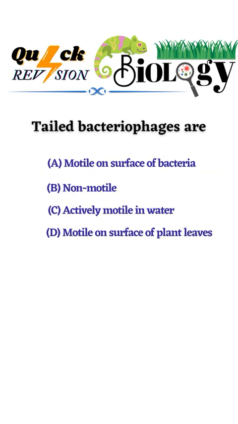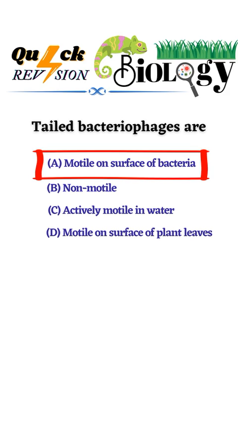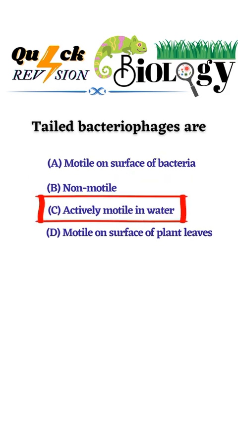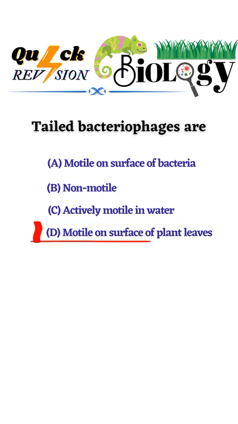Next is, tailed bacteriophages are A. Motile on surface of bacteria. B. Non-motile. C. Actively motile in water. D. Motile on surface of plant leaves. We are diving into the world of tailed bacteriophages and exploring their unique characteristics.